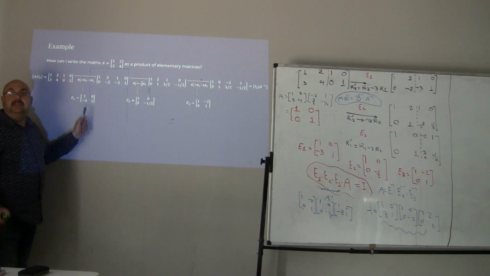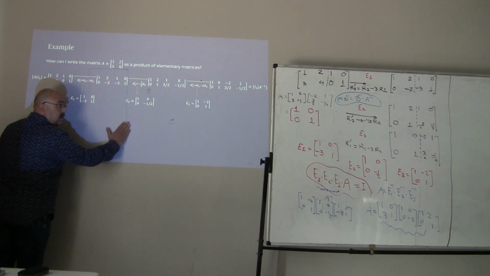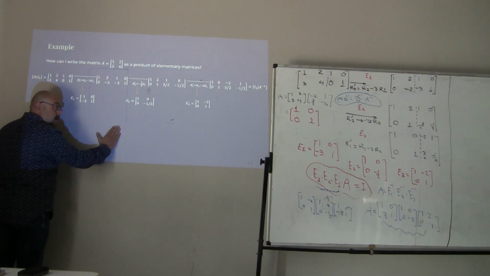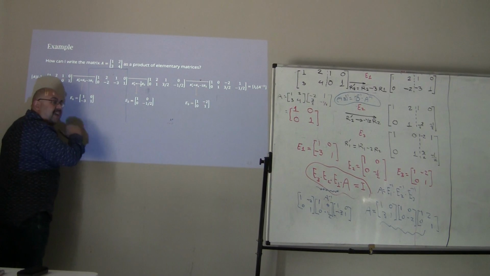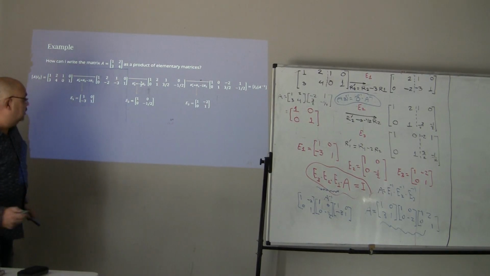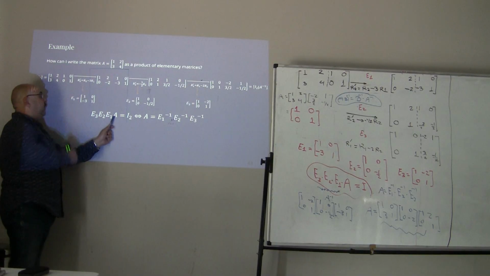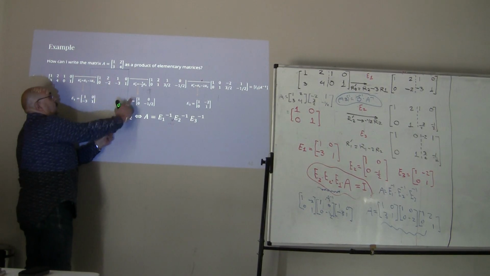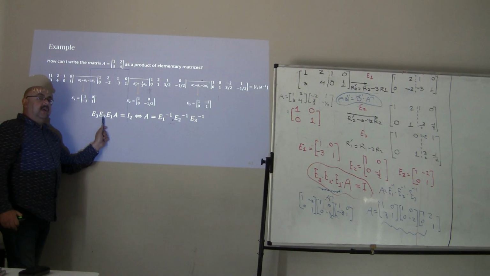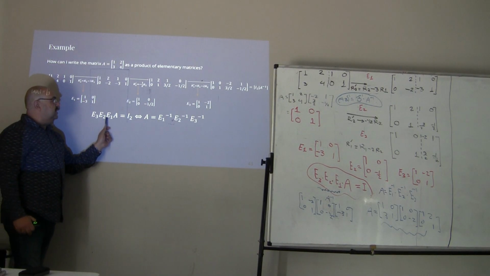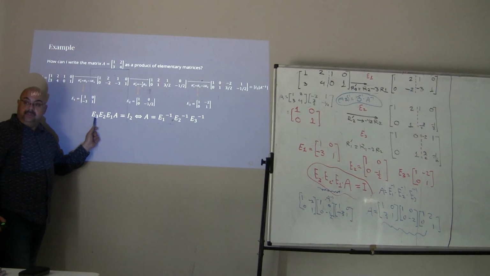If I multiply, please be careful about the order. If I multiply A first times E1 times E2 times E3, I have the inverse. E1 times A is the first operation. The result of it will be multiplied by E2, then the result of the three matrices will be multiplied by E3. This is why we write in this order.